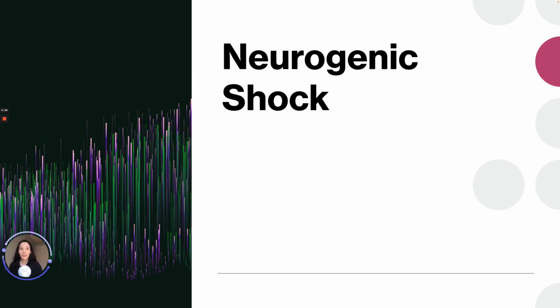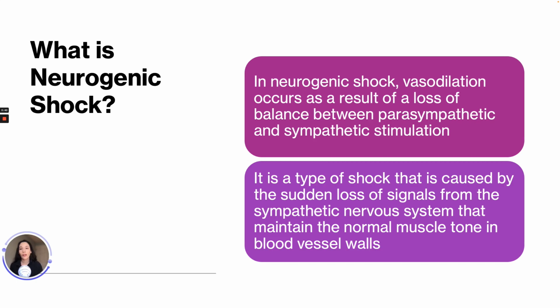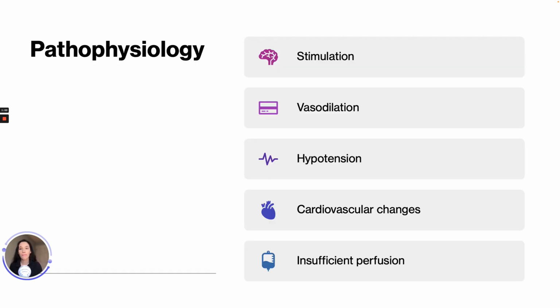So, neurogenic shock. Neurogenic shock is due to vasodilation that occurs as a result of the loss of a balance between the parasympathetic and sympathetic nervous system. It's caused by a sudden loss of signals from the sympathetic nervous system, which maintains the normal muscle tone in blood vessels.